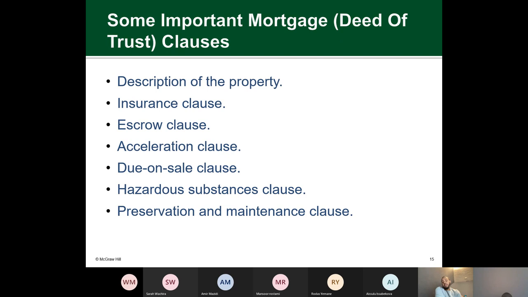And then one of the things to remember when you are actually doing your mortgage is you want to make sure that the right description of the property is there, right? That's important. Insurance, escrow, acceleration, everything that deals with the property, you want to make sure that that is correct. That is important.